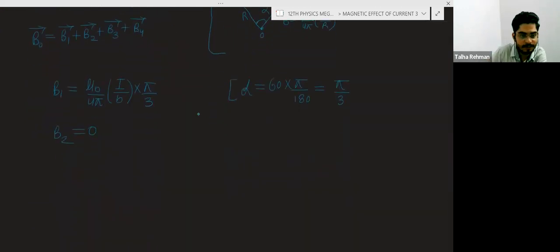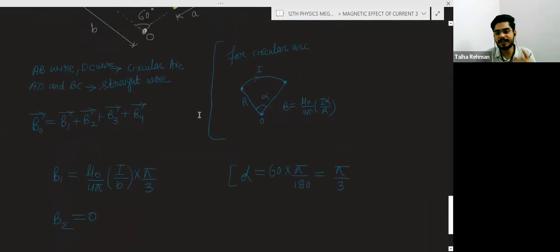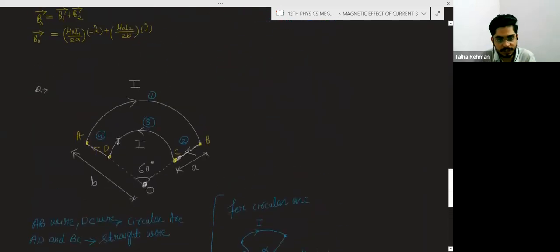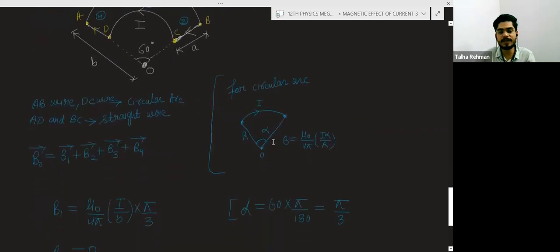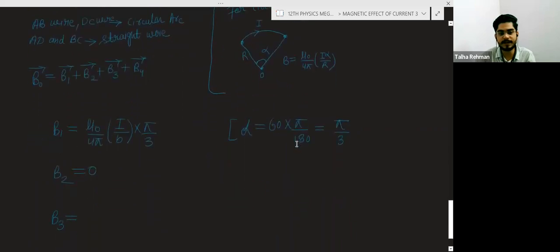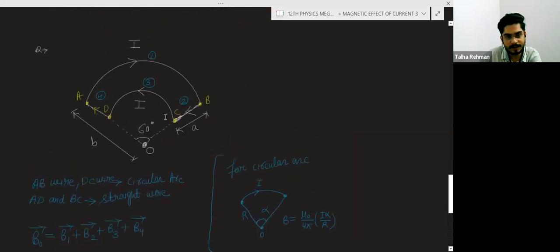Now just calculate B3, the magnetic field due to wire number 3. This is wire number 3, and again this is an arc. So again you will apply this formula, mu naught divided by 4 pi, current I, alpha, and what is the radius this time for this wire, Hamza?